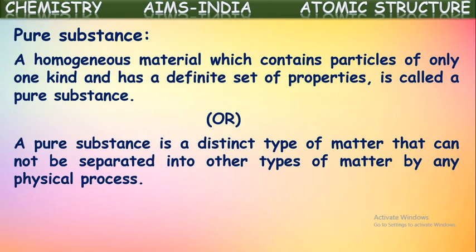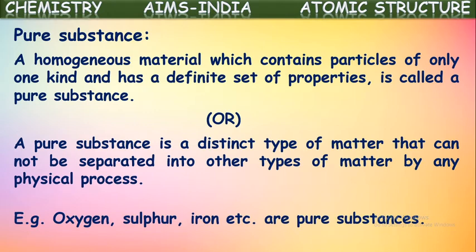If you take a small sugar crystal and break it into small pieces, it will still be sugar only. It cannot be separated into any other kind of matter. So such kind of matter is said to be pure matter. For example, oxygen, sulfur, iron, sodium chloride, and water all come under pure substances. They contain only one kind of particles in them.